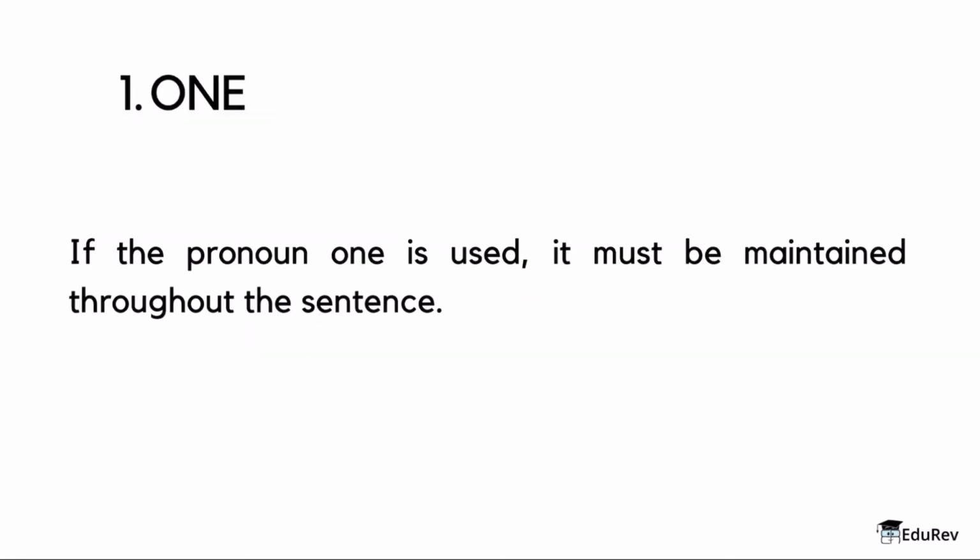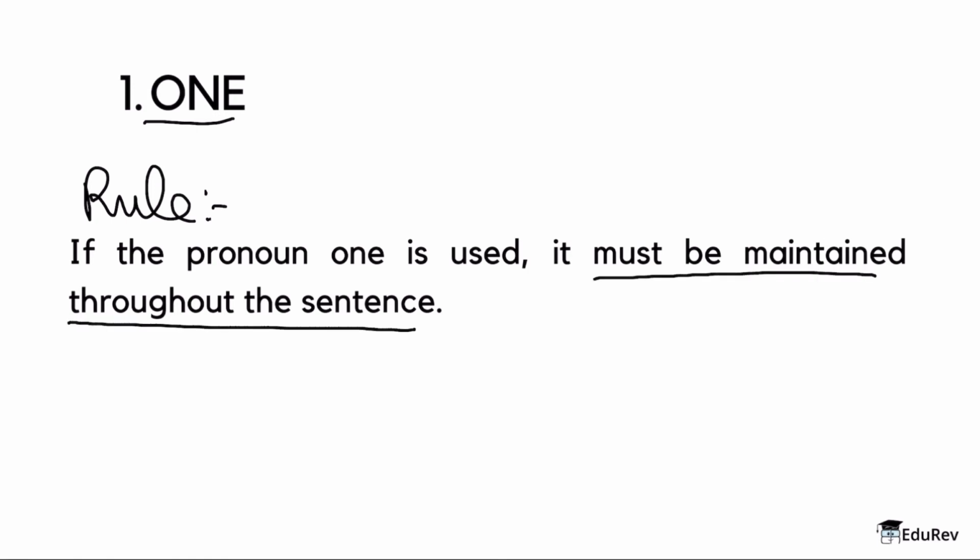So the first type of pronoun that comes a lot in questions and people tend to make a lot of mistakes is one. Now what's the rule for one? The rule we have here is if the pronoun one is used, it must be maintained throughout the sentence. Must be maintained throughout the sentence is the important part here. Let's look at the examples to understand it better.